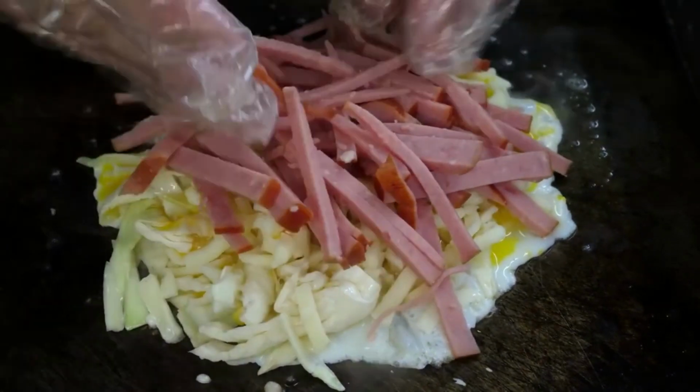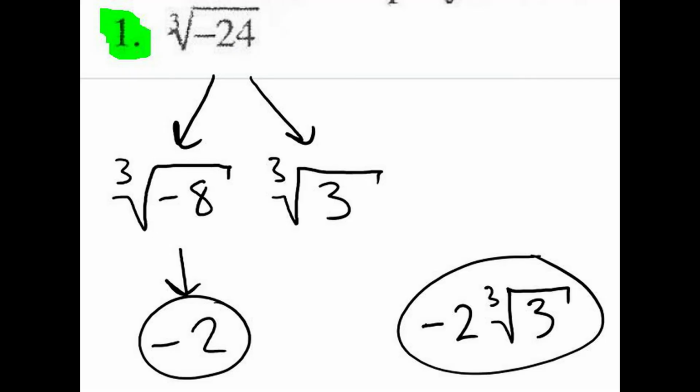So first of all, let's look at number 1. On number 1, we're taking the cube root. Basically what a cube root is asking is what number times itself 3 times equals what's underneath this radical sign. So for this, there is no number that you can cube and get a negative 24. So we're going to have to break this up into 2 different parts.